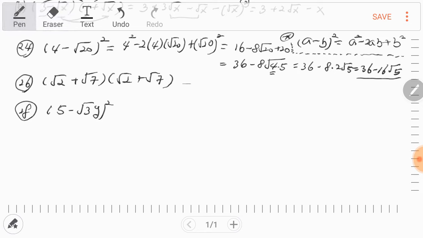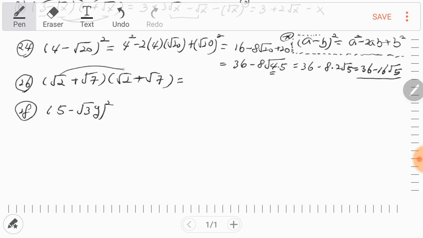Let's try the next one. Okay, the binomials are the same: square root of 2 plus square root of 7. This is multiplied twice. We can use the squaring binomial method, but this time let's use the FOIL method only.